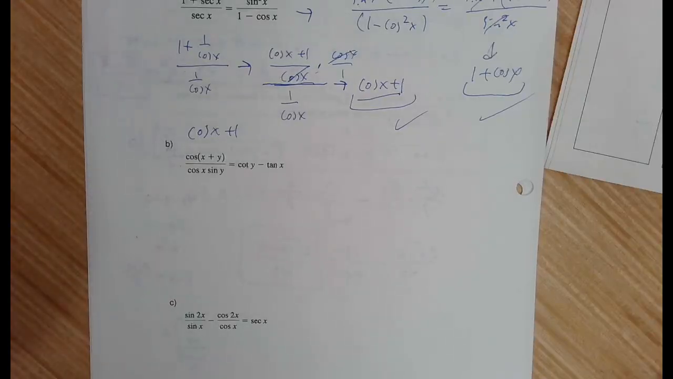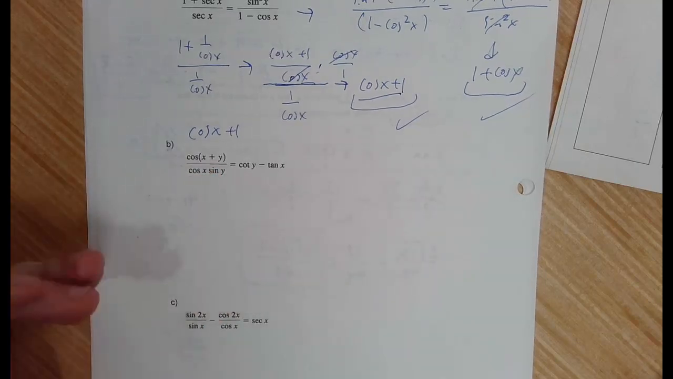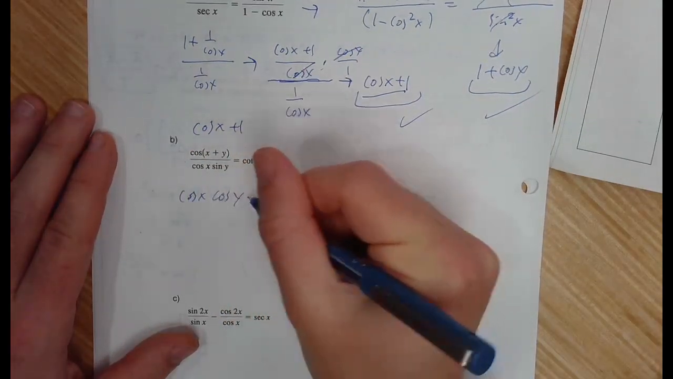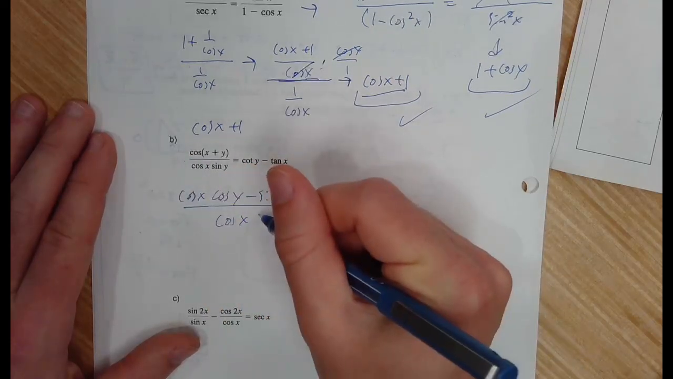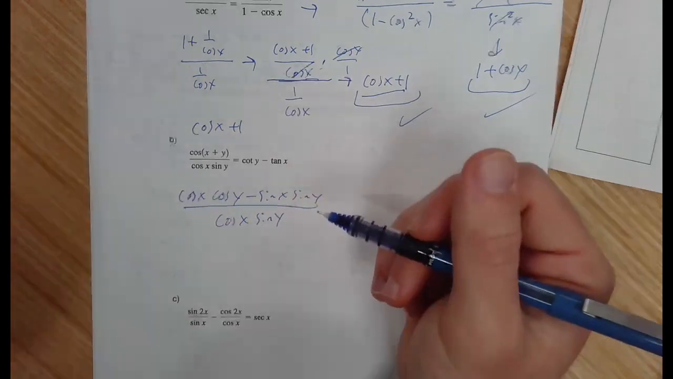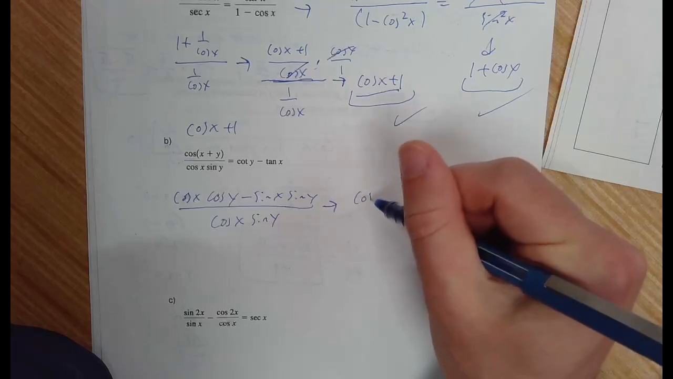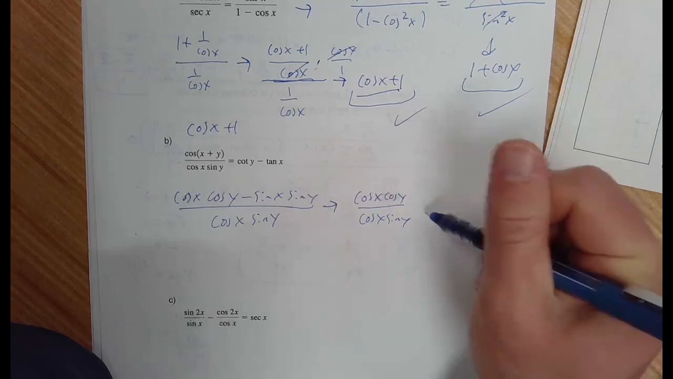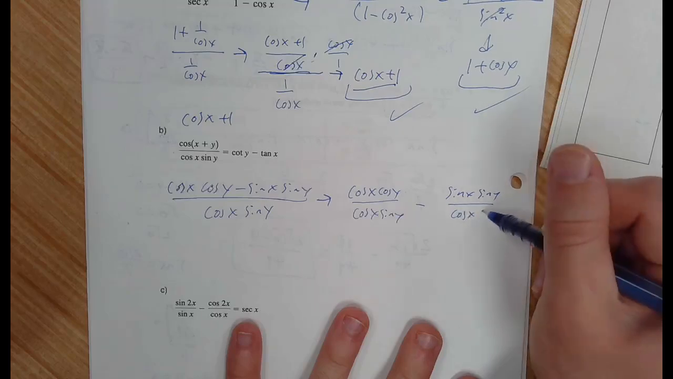So one thing that should stand out to you here is the sum identity. When you see the sum, you got it. That's a hint: use the sum identity. Let's do it. So it's going to be cosine x cosine y minus sine x sine y, all over cosine x sine y. Okay, I can rewrite this as two separate fractions. Cosine x cosine y over cosine x sine y, minus sine x sine y over cosine x sine y.